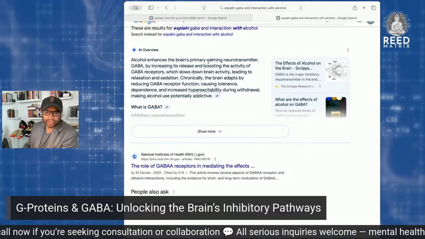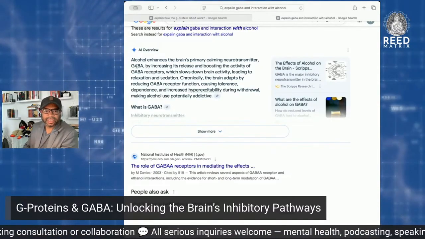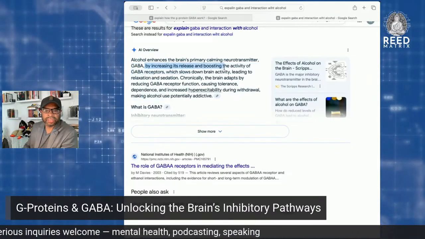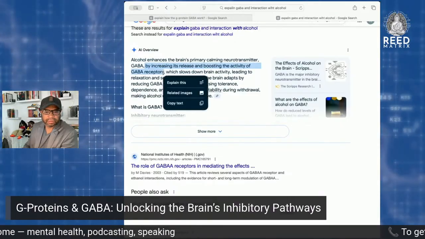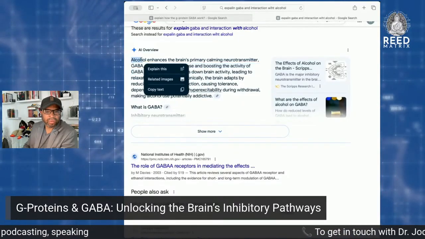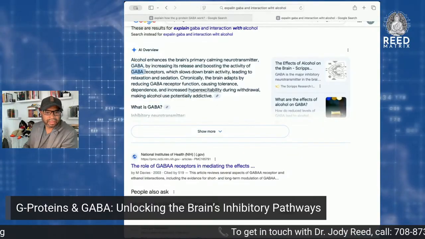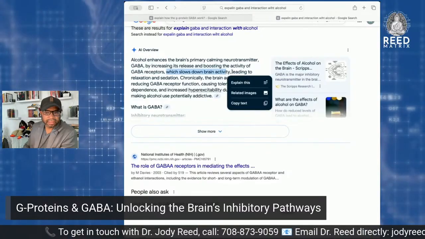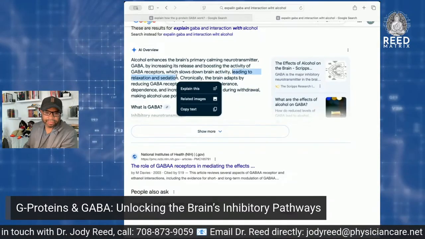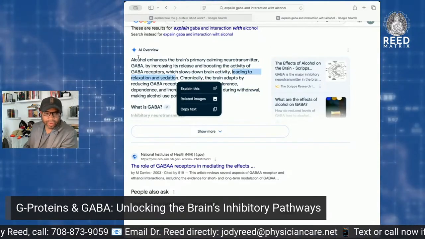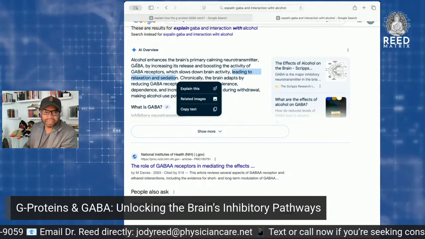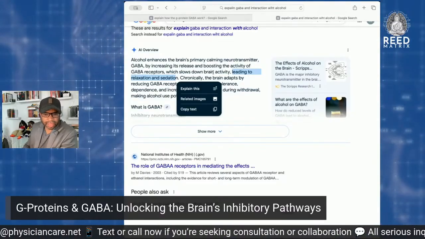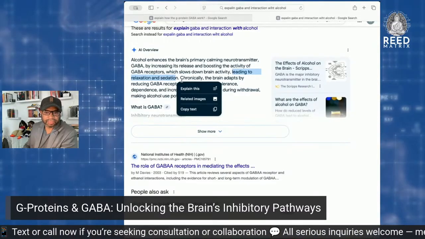I don't think we use that language in neuropsychiatry. GABA, by increasing its release and boosting the activity of the GABA receptor. So alcohol releases GABA, activates the GABA receptor, slows down brain activity, leading to relaxation and sedation. Alcohol targets GABA. I think it's specifically the B site on GABA. Activate the receptors, slows down brain activity, relaxation, sedation.